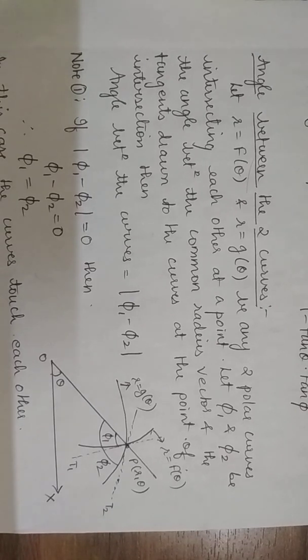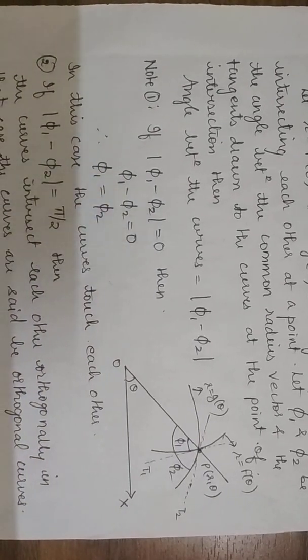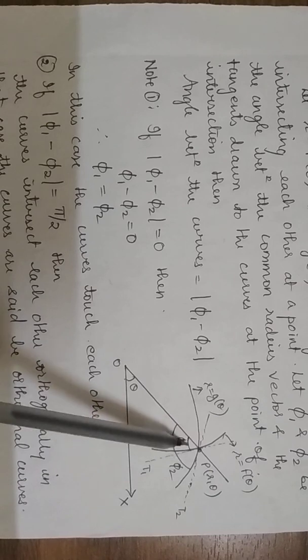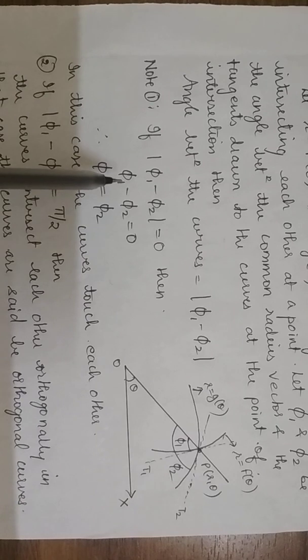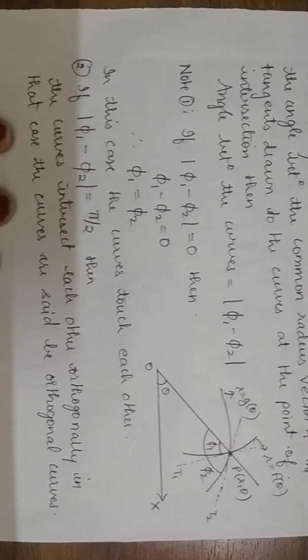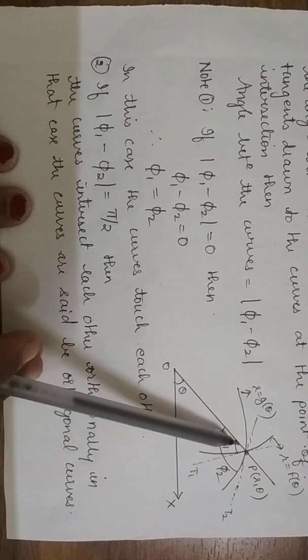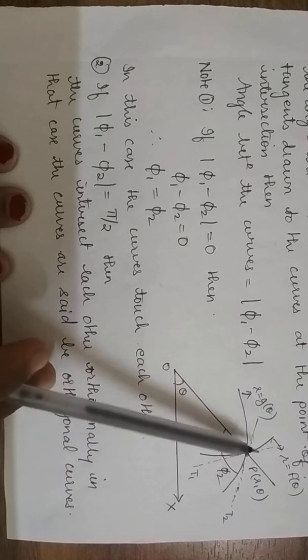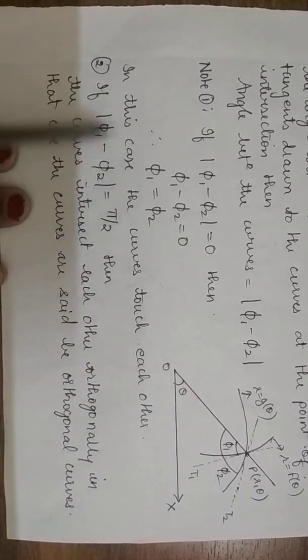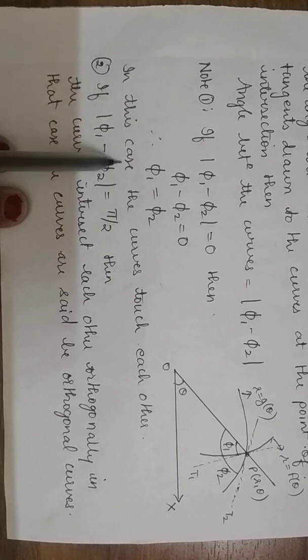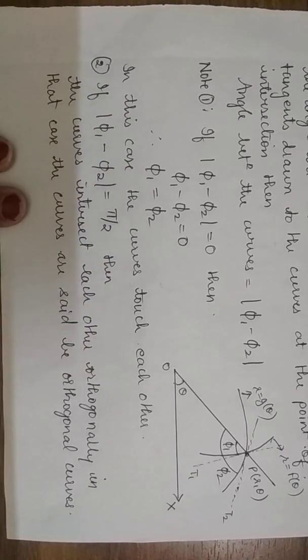So we are going to study two special cases here. If mod of phi 1 minus phi 2 is equal to 0, then phi 1 minus phi 2 is equal to 0, that is phi 1 is equal to phi 2. When is this possible? When these two curves overlap each other, they come over each other. That time this case arises. So in this case, the curves touch each other.